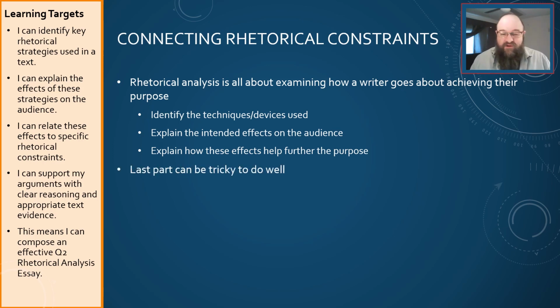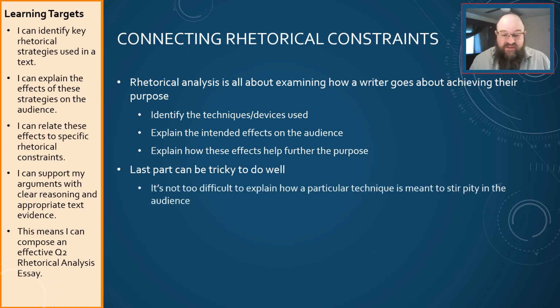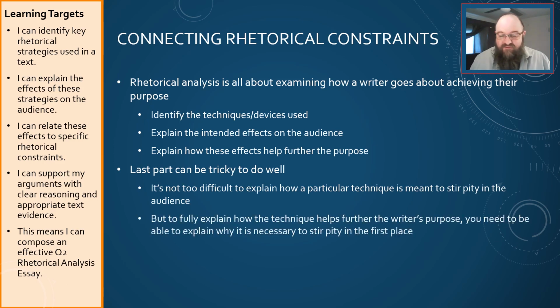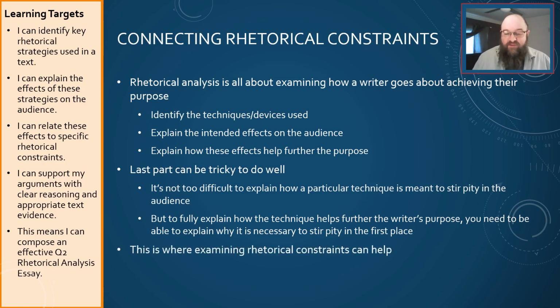Now, that last part can be a little tricky, trying to explain how a particular strategy helps further the purpose. For instance, it's not terribly difficult to explain how a particular technique is meant to stir pity, but to fully explain how that technique helps further the writer's purpose, how stirring pity helps further that purpose, you need to be able to explain why it's necessary in the first place. Why does the writer need to stir pity? And that is where examining rhetorical constraints can help.